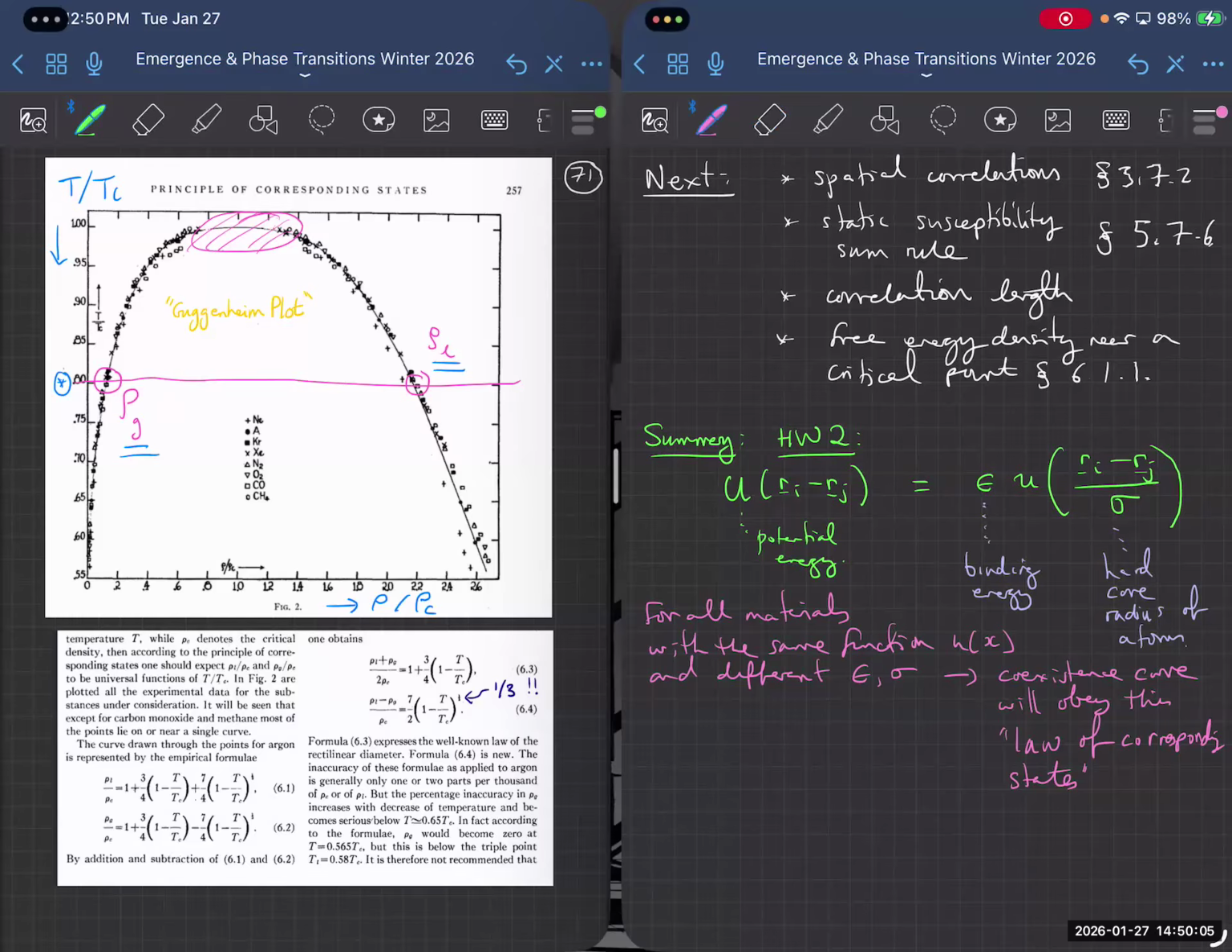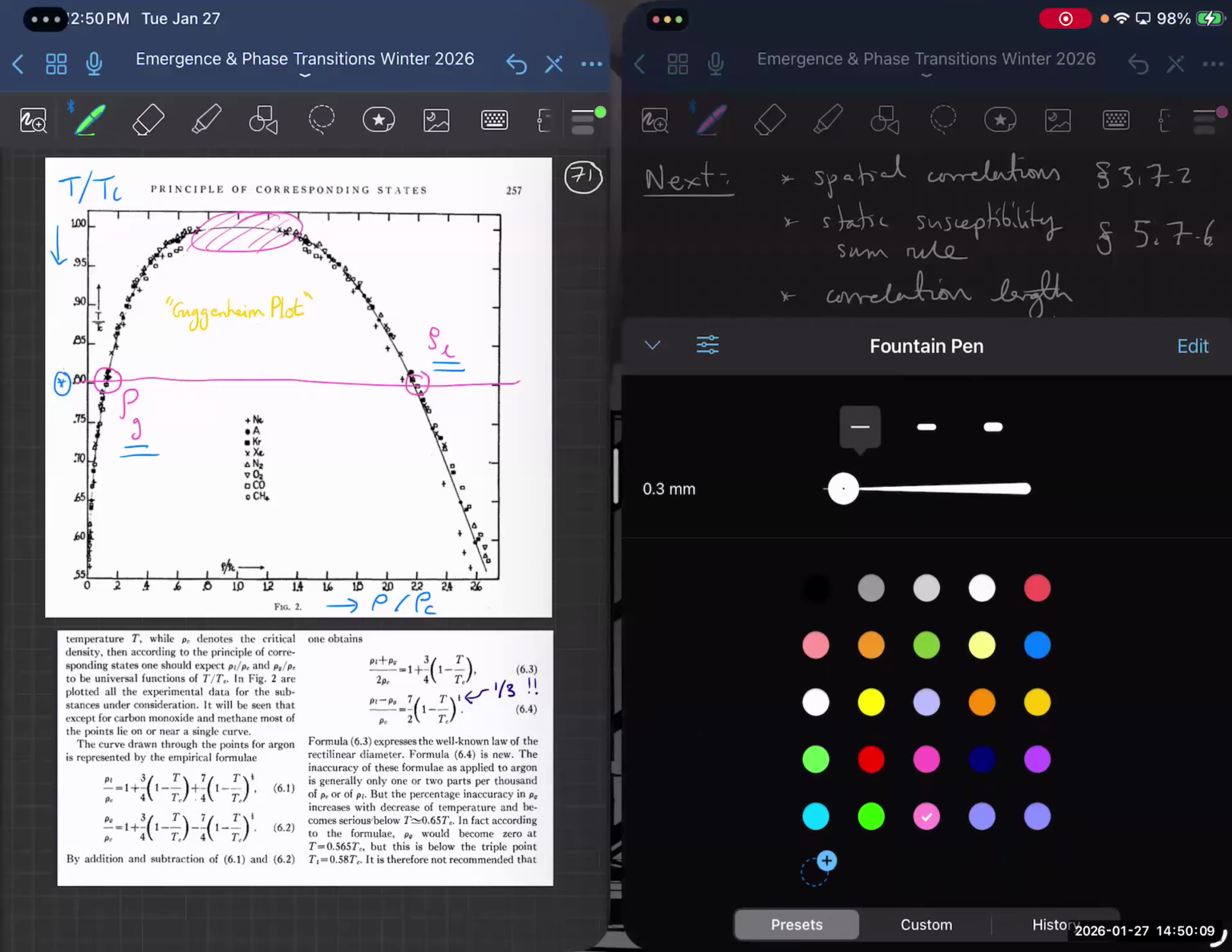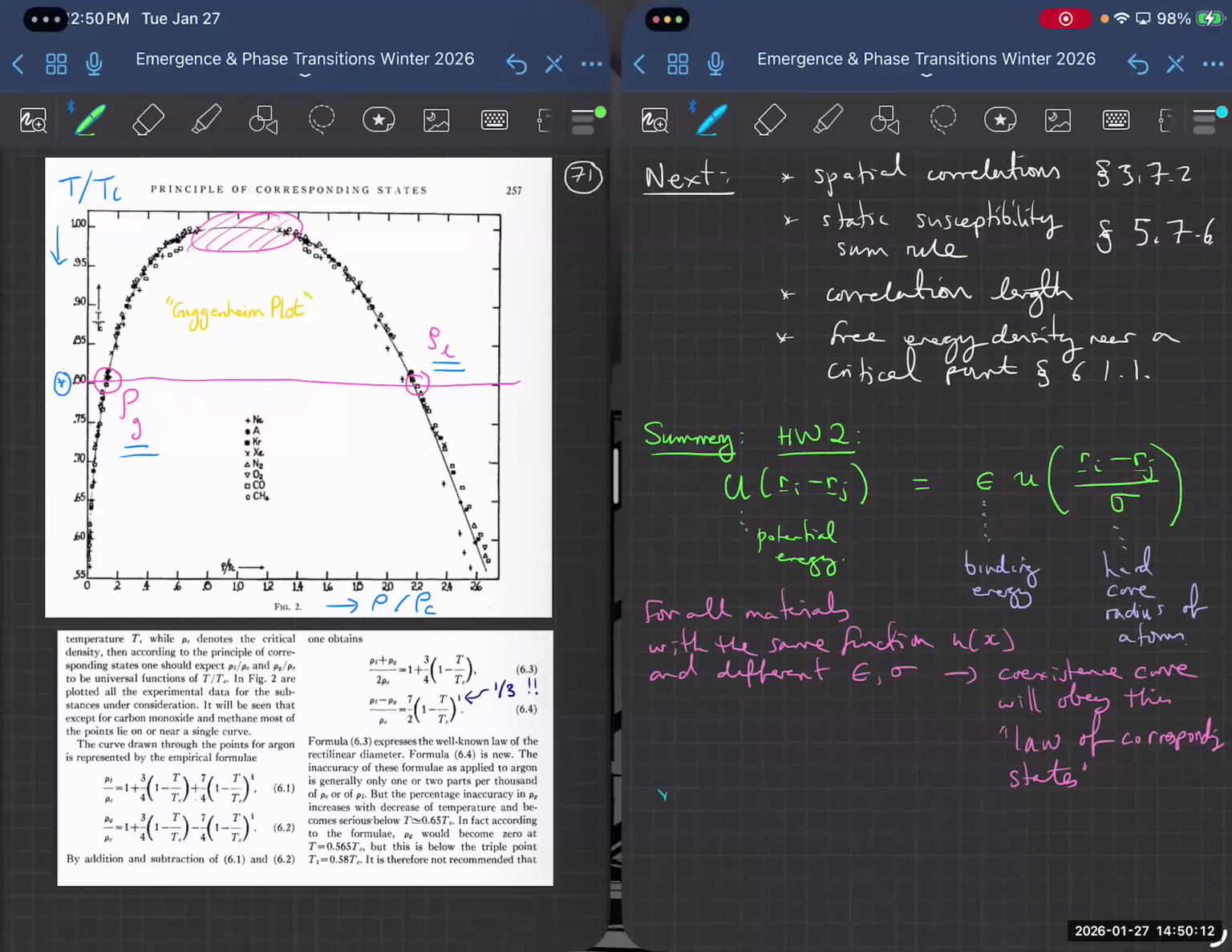Okay, so that's what you'll be able to do. And what Guggenheim did was he deduced that rho liquid minus rho gas over rho C scaled like T minus T to the power beta, where beta was roughly 1/3. And that's really quite remarkable.